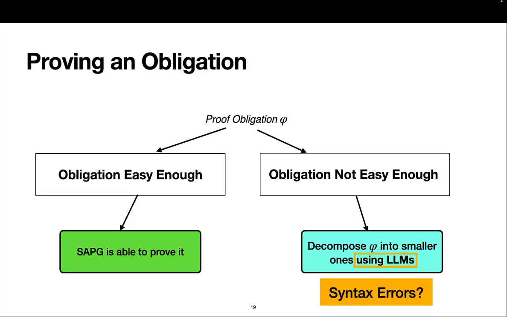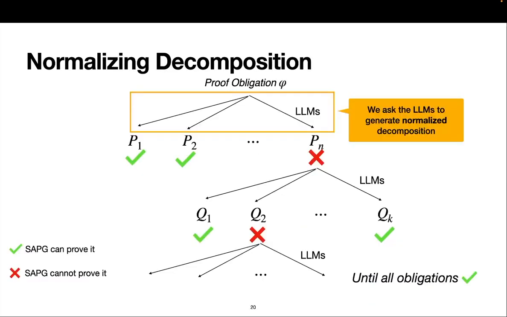But remember the problem we saw earlier with the syntax errors? In this approach, the LLMs are responsible for generating the decomposition, and the LLM's output can also have syntax errors. So how do we handle this? Our solution is normalizing the decomposition. Instead of asking LLMs to generate a complete TLA Plus proof, we normalize the LLM's output into a simple and structured format. Let me explain what this means.